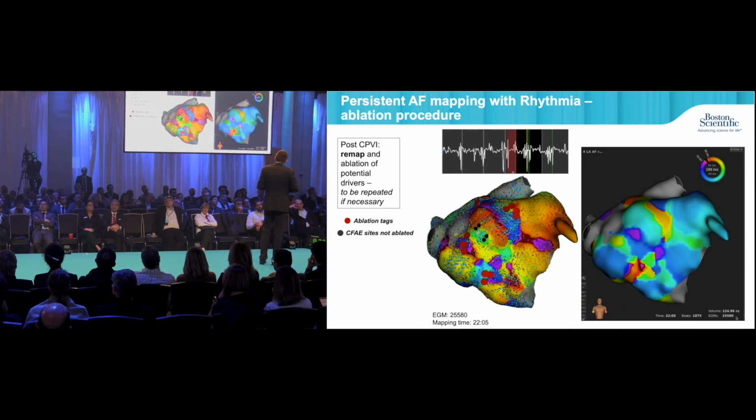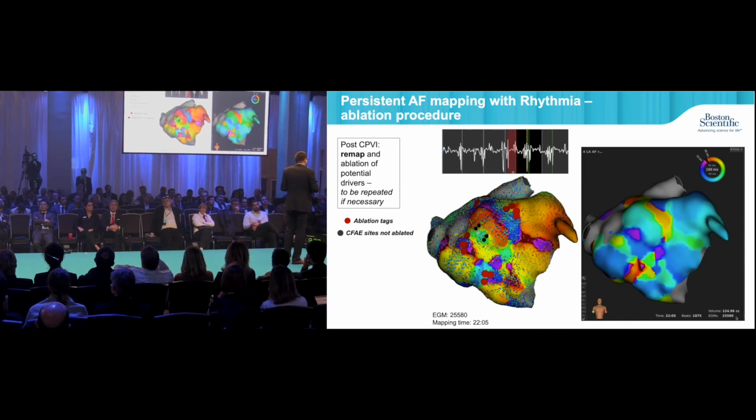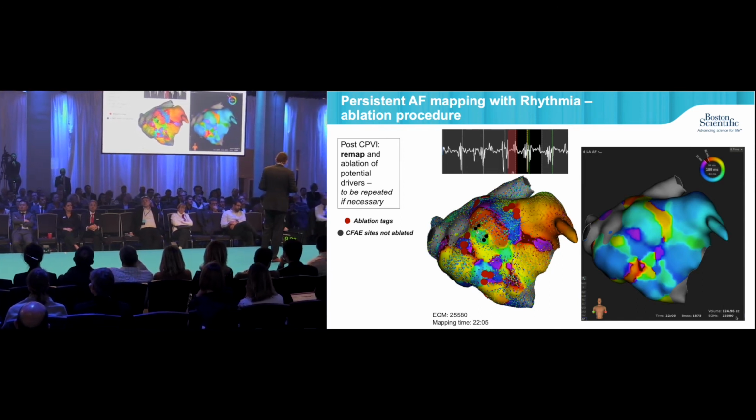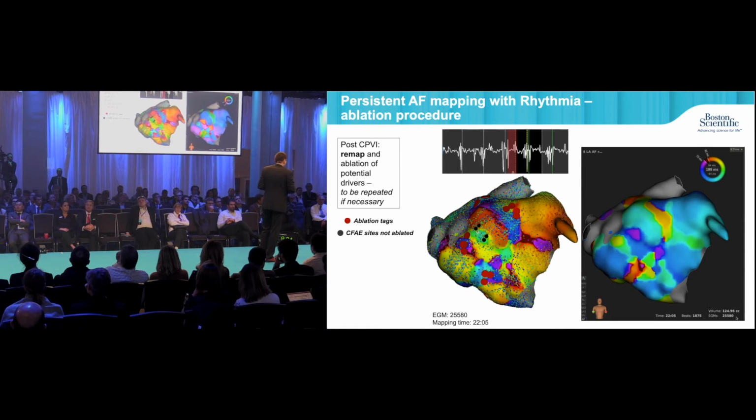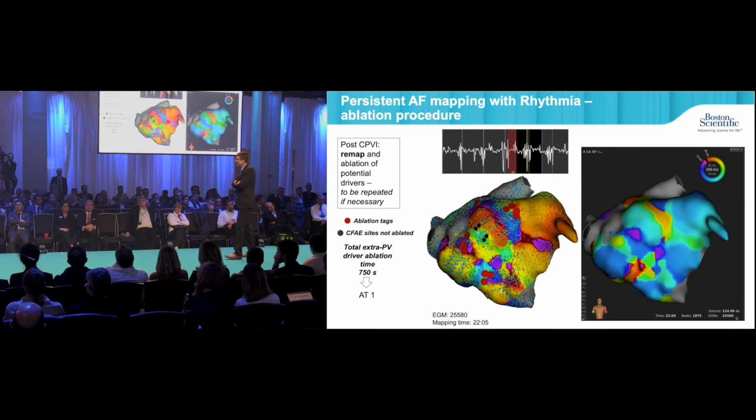And you see that these sites, although highly fragmented, correspond to the collision of the wavefronts coming from the rotating site and from the focal activation pattern site that are located in the superior aspect of the anterior wall. After 750 seconds of radio frequency, we stopped AF in this particular patient, and we find that this example of long-standing persistent AF is pretty encouraging.